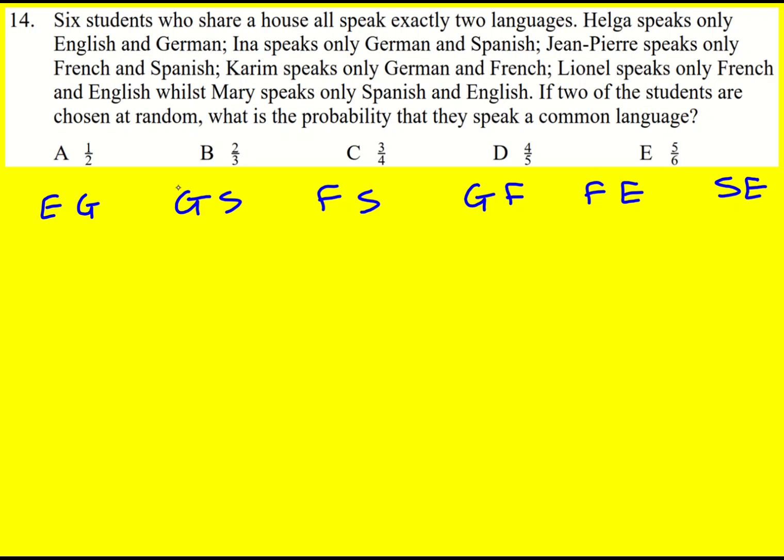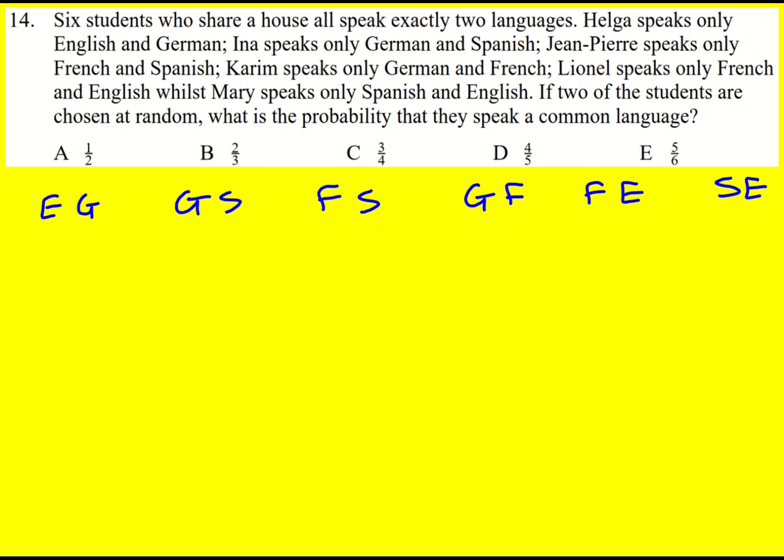But if I picked Ina, I'm looking for all of those with German and Spanish. And again, it's 4/5, because whenever you pick someone, there's only one person that doesn't share a common language. You can check with all of them. Here, two of them have Spanish and two of them have French. So there's only the English and German that they wouldn't be able to speak.